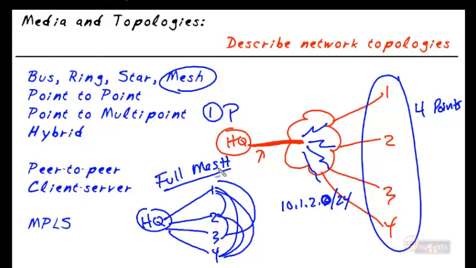Now, it's not too practical or realistic in production networks today, especially on wide area networks, to do a full mesh because it's so darn expensive. But that's what a full mesh is. A full mesh is every single device in the network has a point-to-point connection to every single other device. That's a great way of thinking about it because that's what it is.